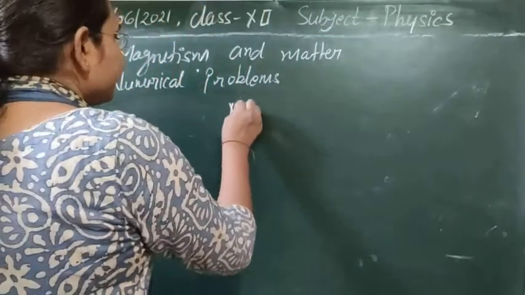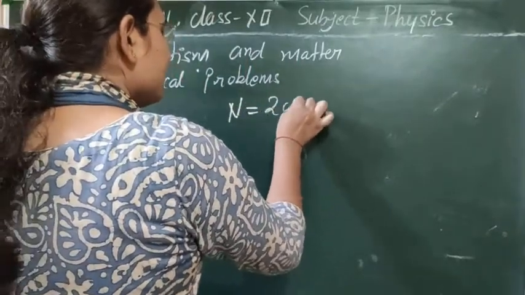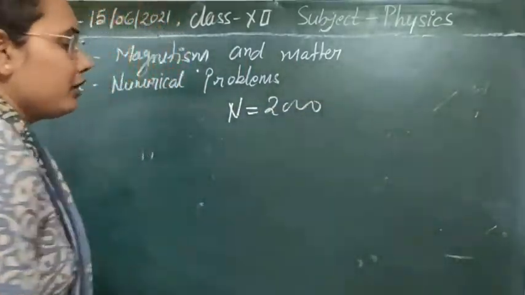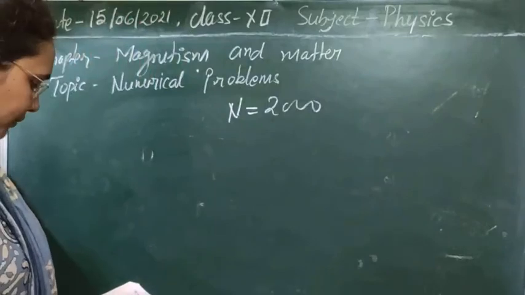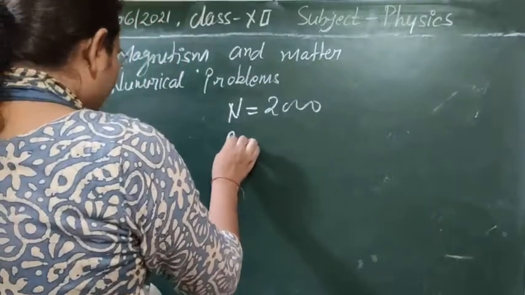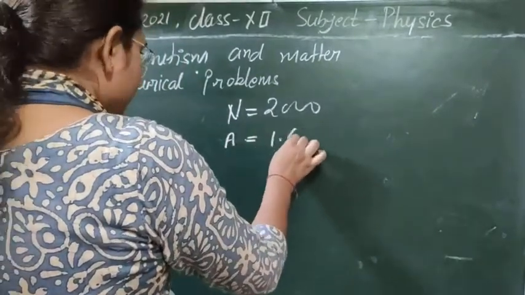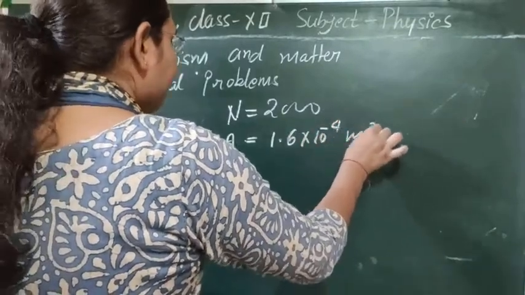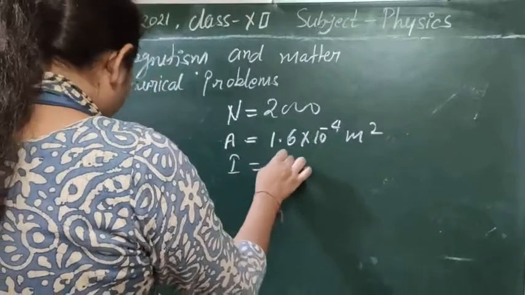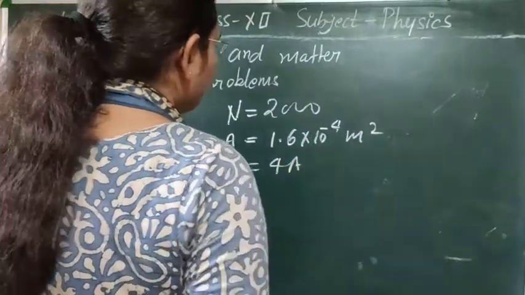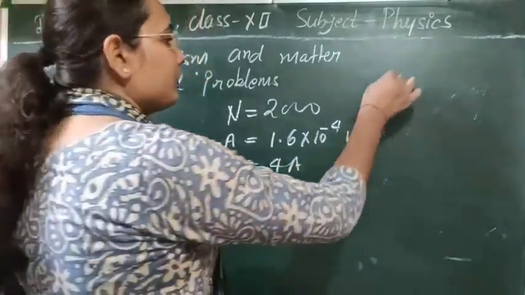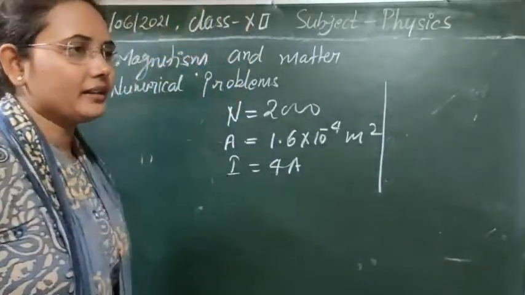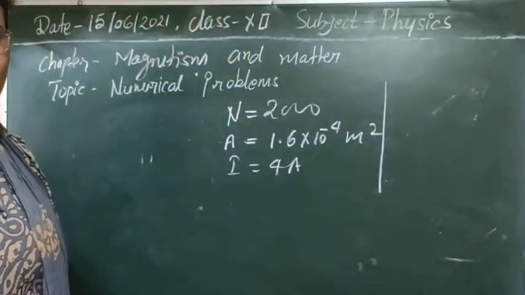So first let's see the solenoid. The information given is: total number of turns in the solenoid is 2000, and it has area of cross section 1.6 into 10 to the power minus 4 meters square, and current that is passing through it is 4 ampere. So first, with this information we can calculate the magnetic moment of the solenoid.